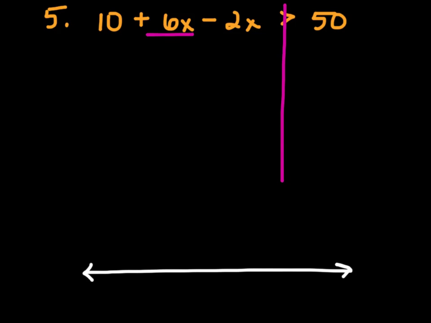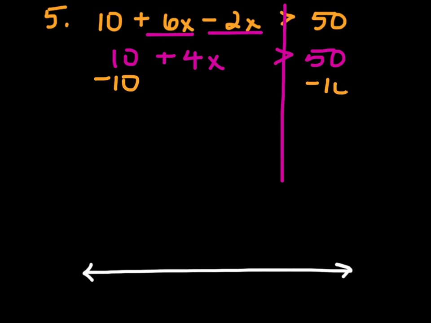I have a positive 6x and a negative 2x that need to be combined first. So let's bring that 10 down. 6x minus 2x is going to leave me with a positive 4x, and that's still going to be greater than 50. So now from here I'm going to start by subtracting the 10 from both sides.